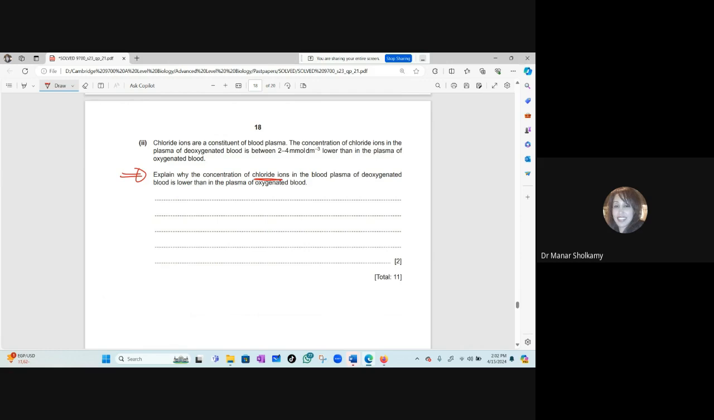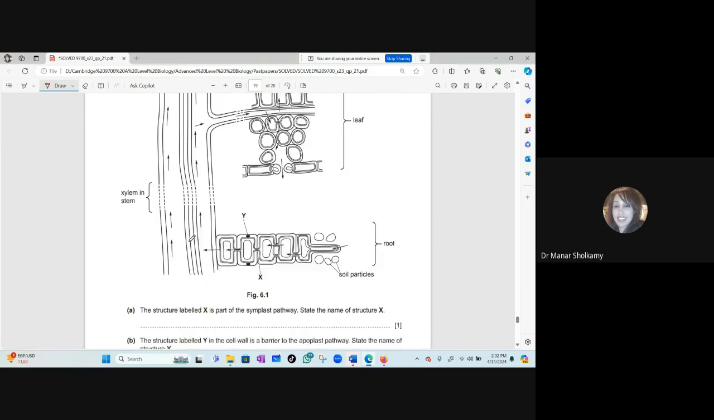Mariam, where do the chloride ions go? When the hydrogen carbonate ions leave the red blood cell, the chloride shift occurs and the chloride ions enter. Very good. Why? To keep a stable charge. Very good, so that the red blood cell does not become positively charged. Good. Okay.